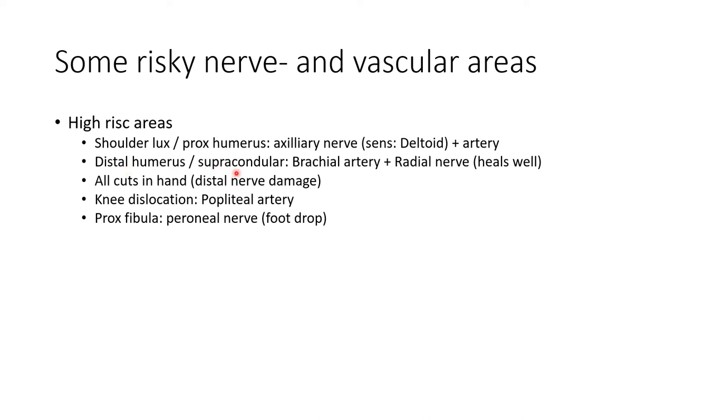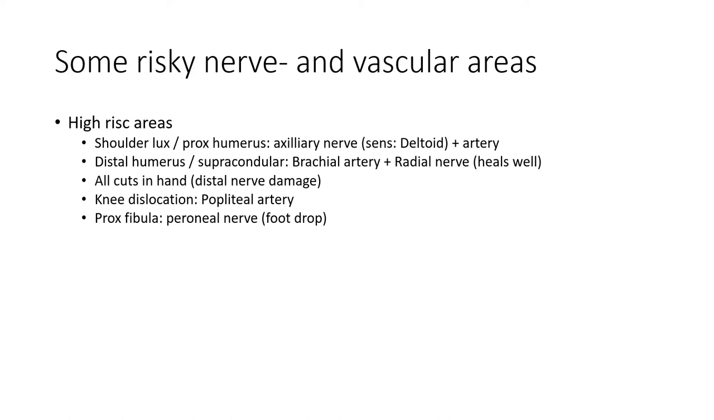Distal humerus and supracondylar fractures. You have the radial nerve that often heals quite well if it's injured there, and you have the brachial artery as well. Especially in children, it's really important to check distal neurovascular status if you have a supracondylar fracture. Then any cut in the hand. Usually cuts in the hand are much deeper and much more severe than you think, and it's really important to examine them really closely, as we'll talk about later.